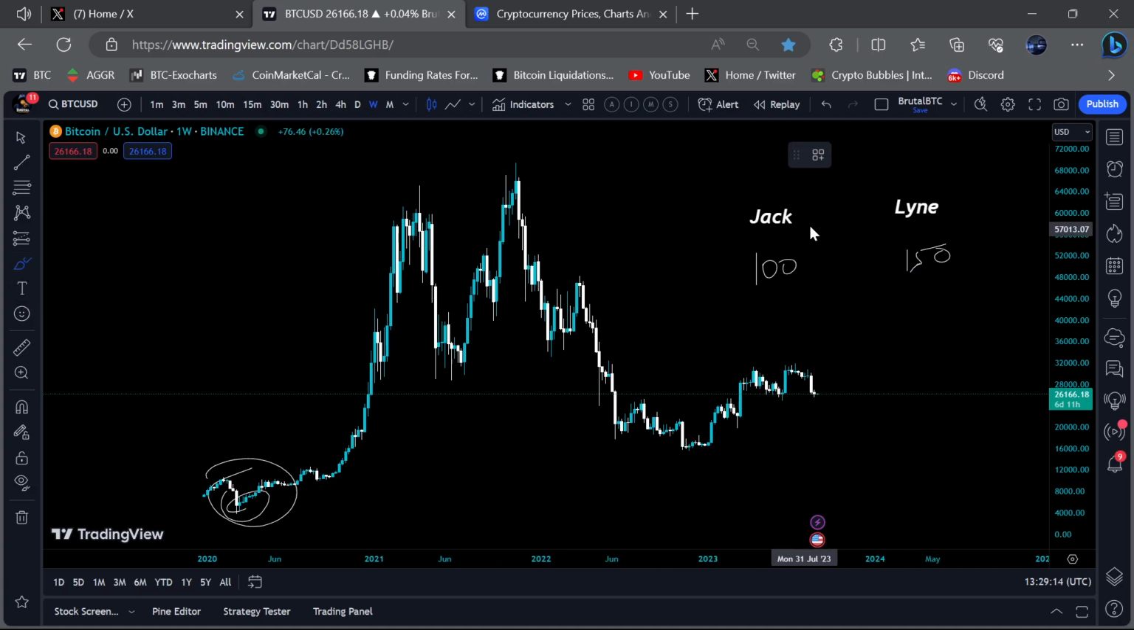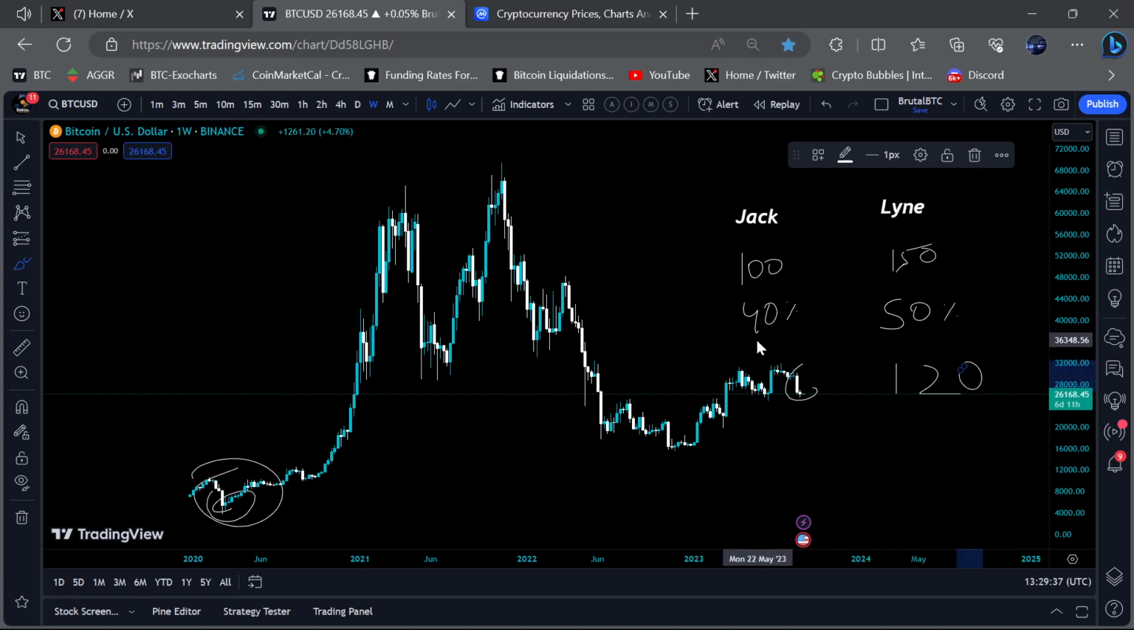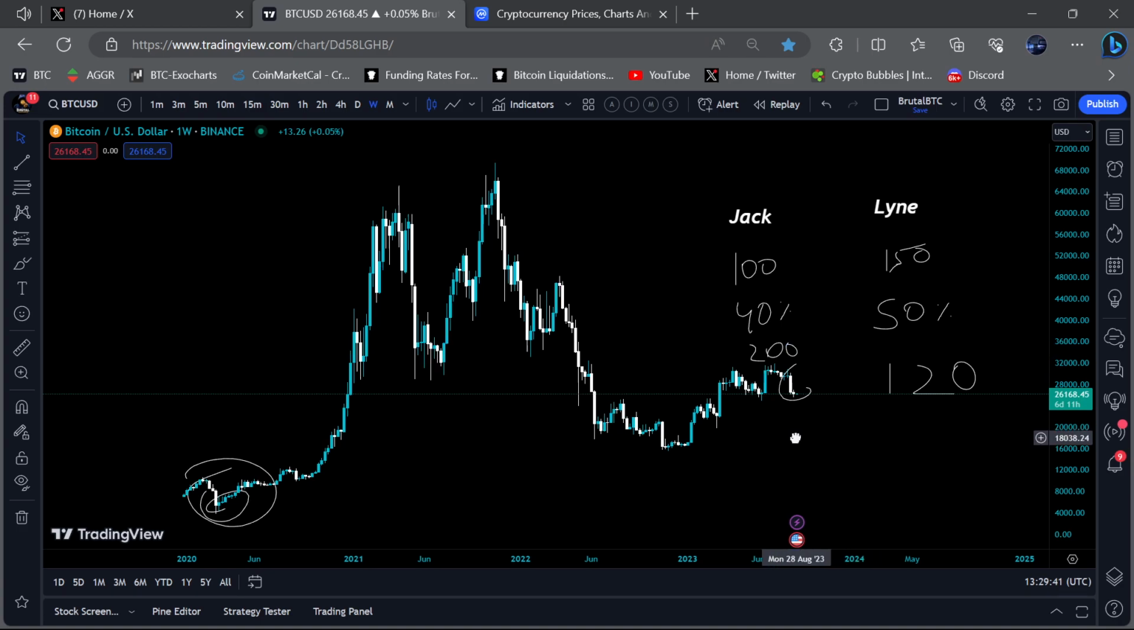The win rate of Jack was 40%, like he wins 4 trades out of 10, and this guy had a win rate of 50%. Now this guy has more capital and a higher win rate, but at the end over here, this guy has $120 and this guy has $200. How is this possible? Yeah, this is possible just because of risk management.